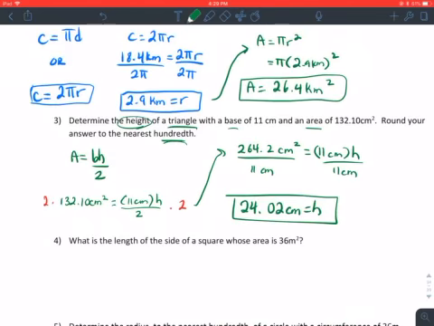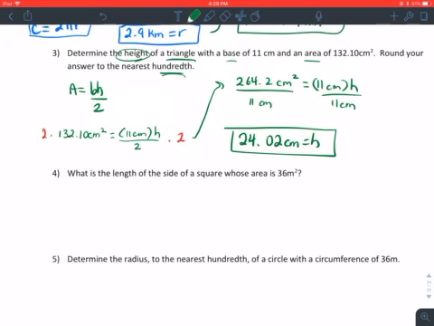Alrighty, moving right along. What is the length of the side of a square whose area is 36 meters squared? Okay, so I'm looking for the side length of a square, and I have the area. So the formula for the area of a square is s squared, the side length times itself. Now that area is 36 meters squared. That's equal to s squared.